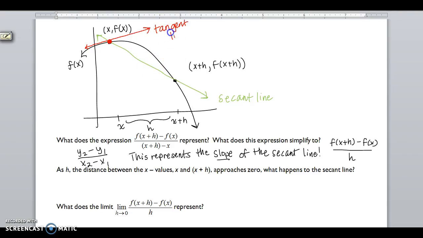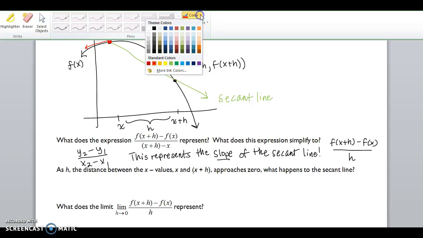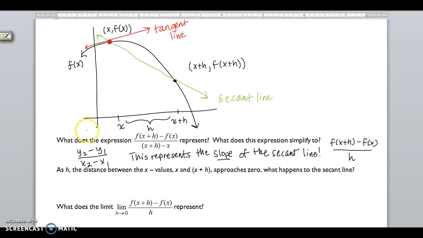Again, from geometry, remember, the tangent line is the line that just brushes right up against the graph at a single point. It doesn't go through 2 points like the secant line, it goes through just a single point. So we're going to say as h approaches 0, in other words, the points are getting closer and closer together, the secant line becomes a tangent line.